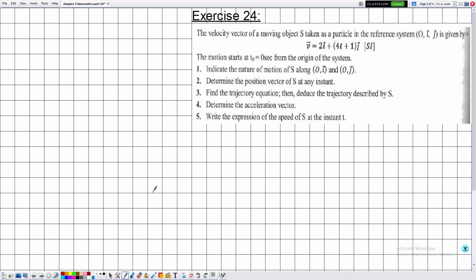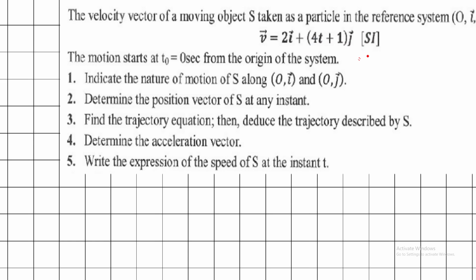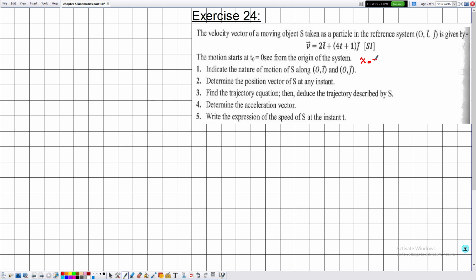Now in exercise number 24, they are telling me the velocity vector of a moving object S, taken as a particle in the reference system (O, i, j), is given by v = 2i + (4t + 1)j. The motion starts at t0 = 0 seconds from the origin of the system. And this is important: whenever they tell me from the origin of the system, this means that x0 = 0 and y0 = 0, okay? Now number 1, they are telling me to indicate the nature of motion of S along OI and OJ.